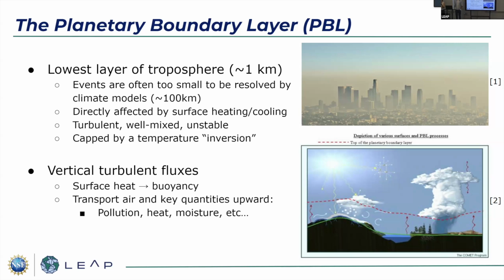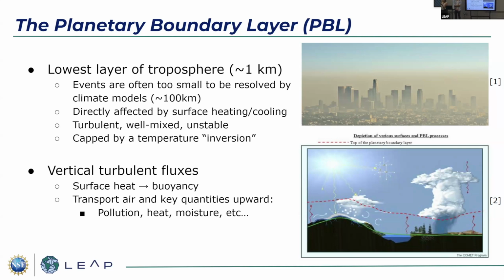During the day, as the Earth heats up, it makes the air warmer. The air starts to rise, has more buoyancy, and the planetary boundary layer actually grows. At night, when the Earth is cooler, the planetary boundary layer is going to shrink, fall a little bit. So it is directly affected by our surface heating and cooling, but because we are still in this 1 kilometer area, it's a little bit too small to be picked up by climate models, which typically are on scales of around 100 kilometers, and we're dealing with a smaller area.